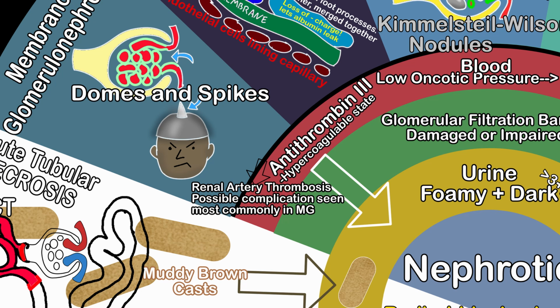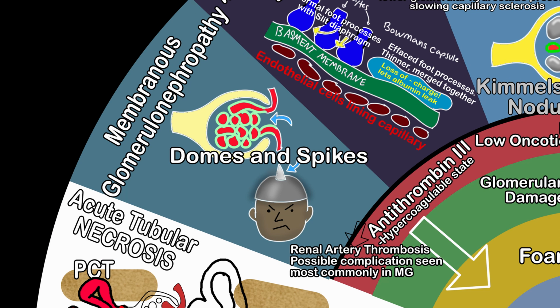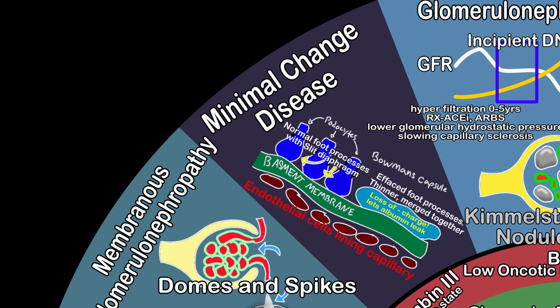An example is renal vein thrombosis, which is most commonly associated with membranous glomerulonephritis. Key factors here are domes and spikes on electron microscopy. Minimal change disease is the most common nephropathy in kids. It has to do with podocyte effacement on the basement membrane.